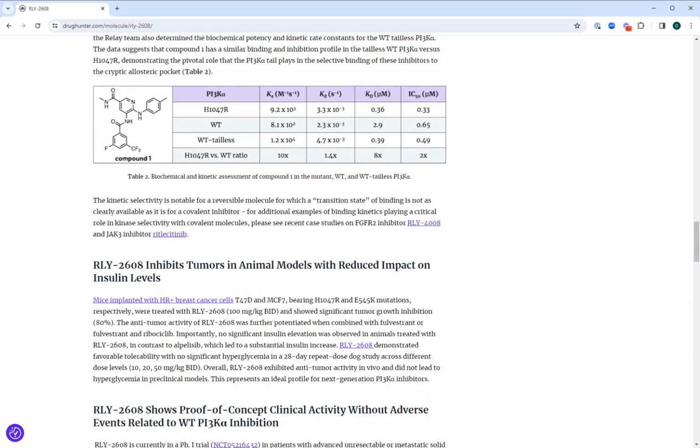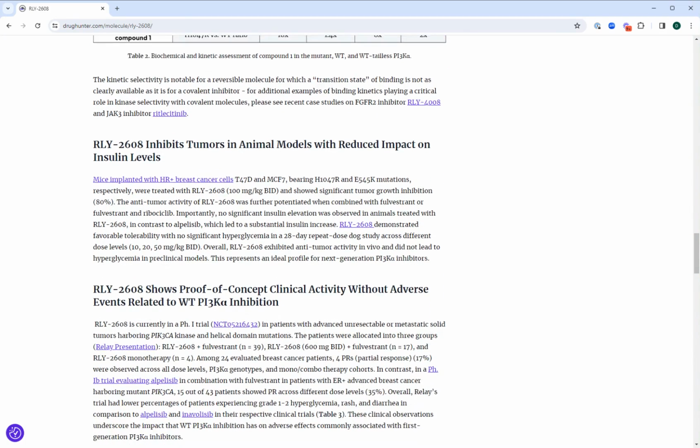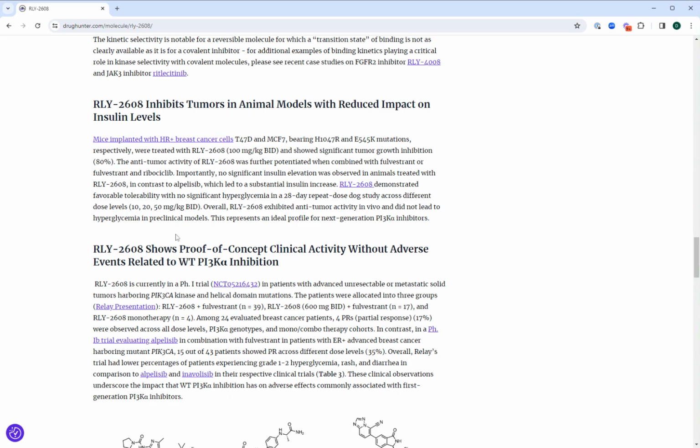And that's an interesting phenomenon that Relay Therapeutics has seen with their other FGFR2 inhibitor that they have in the clinic. So we talk a little bit about preclinical models here. They did see efficacy in a preclinical HR positive breast cancer model.